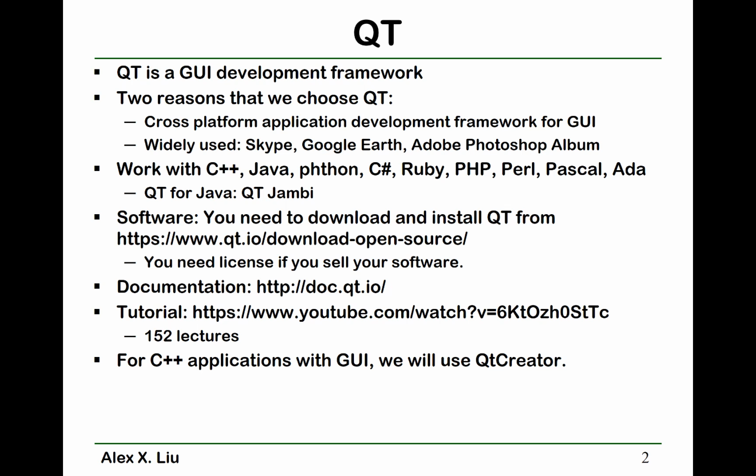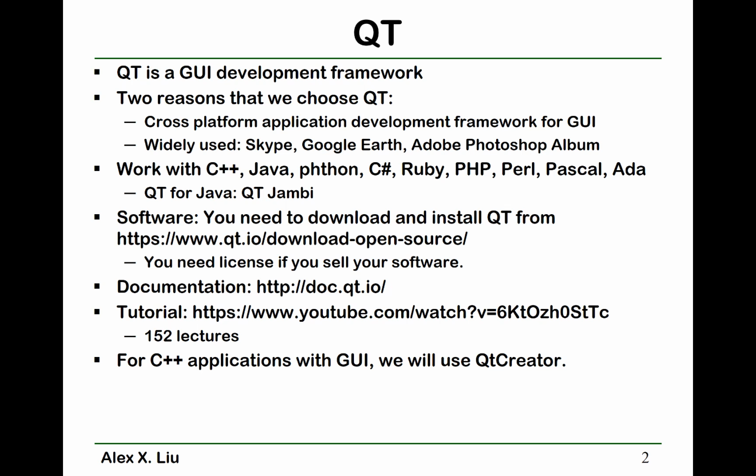It can be pronounced Qt or Qt. And there are two reasons that we choose Qt. One is it is cross-platform, which means that you write the code once, then your program can be compiled on different platforms based on Qt. For example, you don't need to change anything, and it can be compiled on Windows, Linux, Mac, and so on. So this can save a lot of development effort, so it is cross-platform.